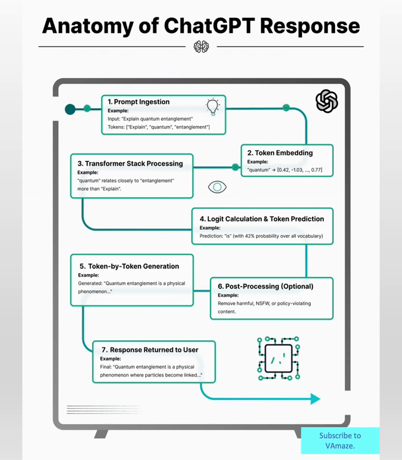The remarkable symphony of AI intelligence. What makes this process truly remarkable is how these 7 stages work together seamlessly, transforming a simple text input into a sophisticated, contextually appropriate response in mere seconds. Each stage builds upon the previous ones, creating a cascade of increasingly refined understanding and generation.